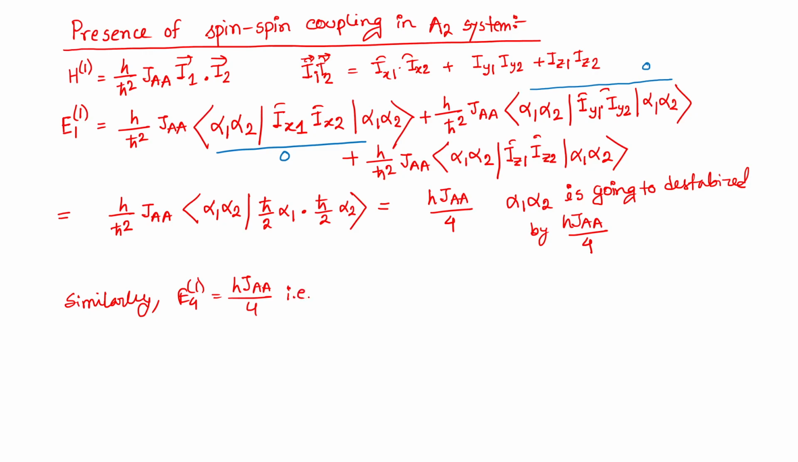That is, beta 1, beta 2 is going to be stabilized by J_A by 4. What about the in-between terms? This is where the calculation will become very, very interesting.